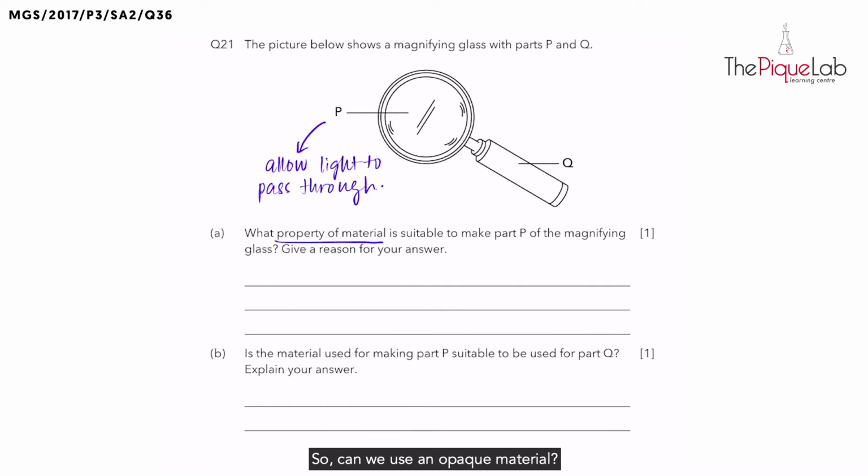So, can we use an opaque material? Cannot. Why cannot? Because opaque material does not allow light to pass through. Then how about translucent? Translucent object allows light to pass through, right? But why don't we use a translucent object? Because it allows only some light to pass through. Hence, it has to be transparent. Why? Because transparent object allows most light to pass through it so that we can see through it most clearly.